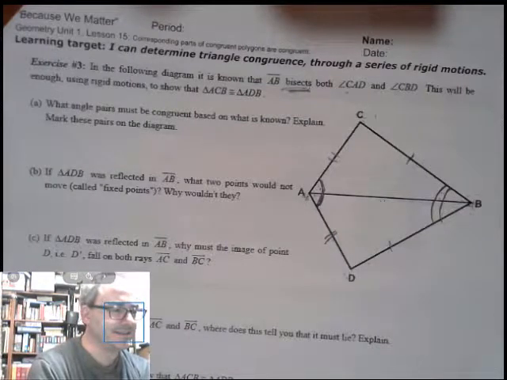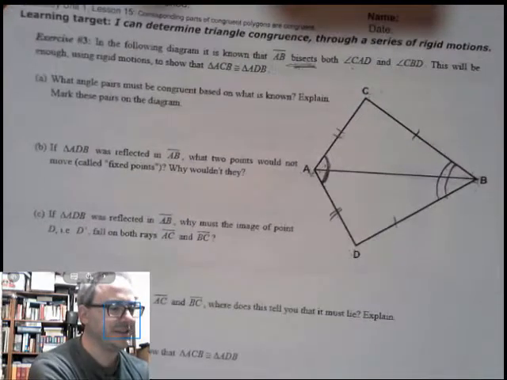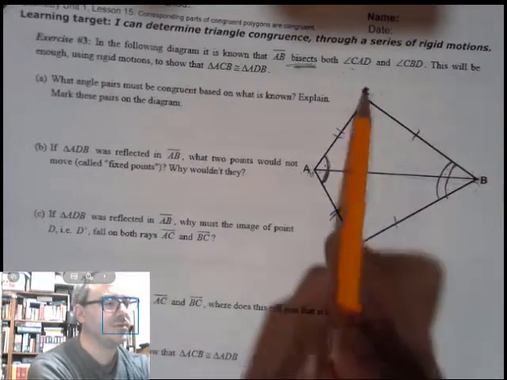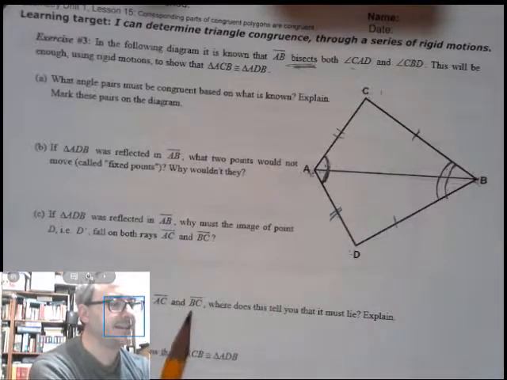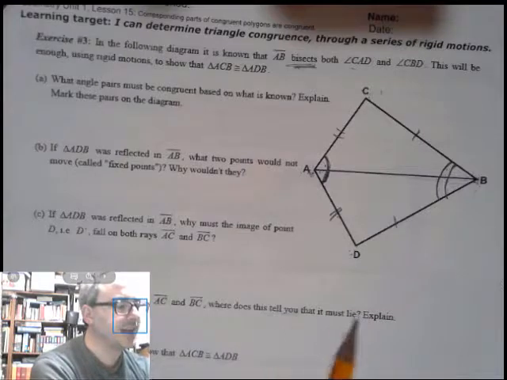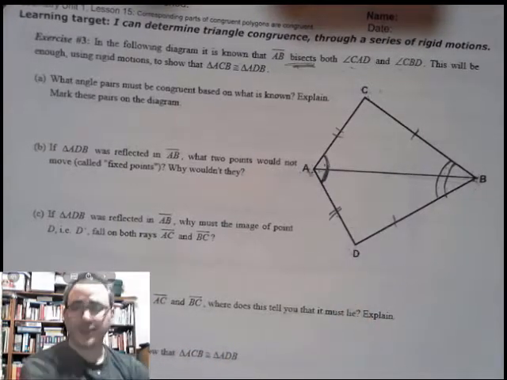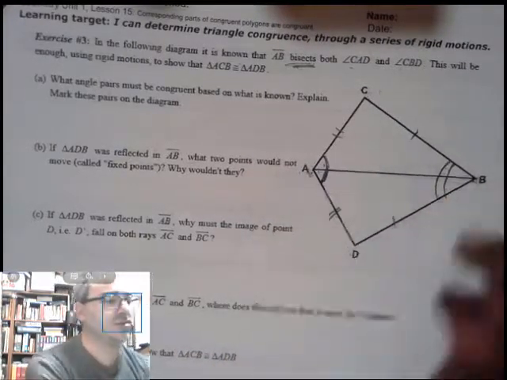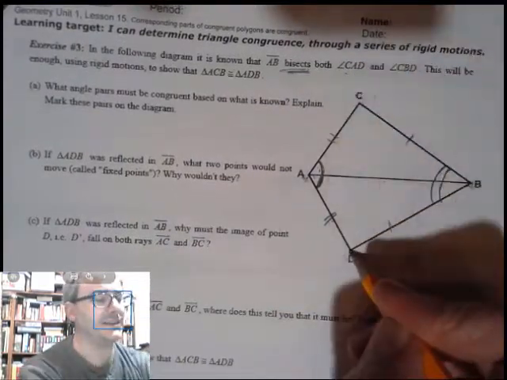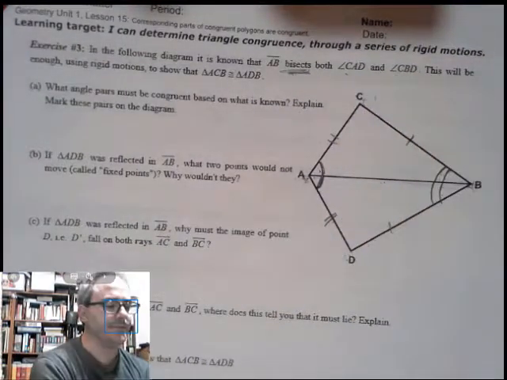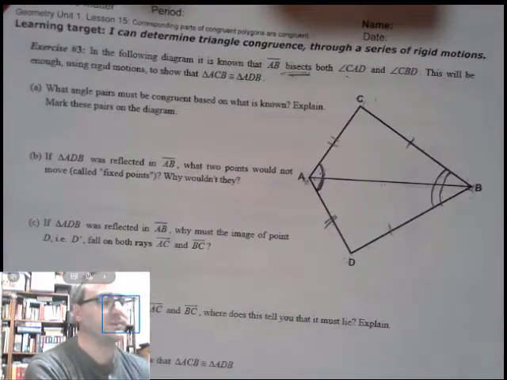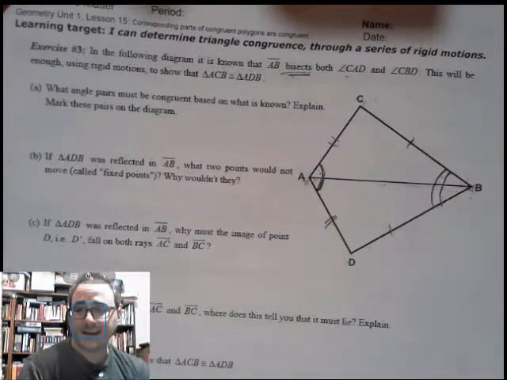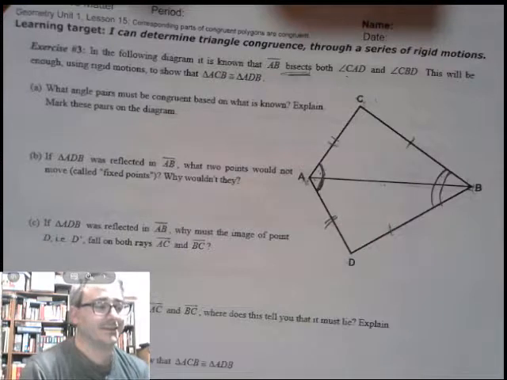All right. Let's go on to D. Since D prime, the new image after D gets projected over there, must fall on AC and BC, where does this tell you that it must lie? Okay. Well, hopefully, if we take our tracing paper, you can see it. Trace the triangle, flip it over, notice that D falls right back on top of C. Where does it tell you it must lie? It must lie on C. You explain because it maps right onto C. The two triangles are congruent, right?